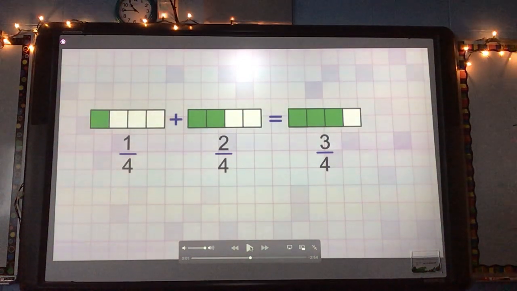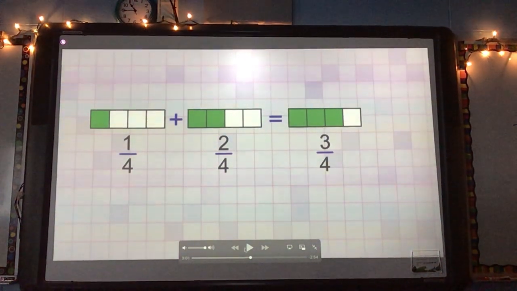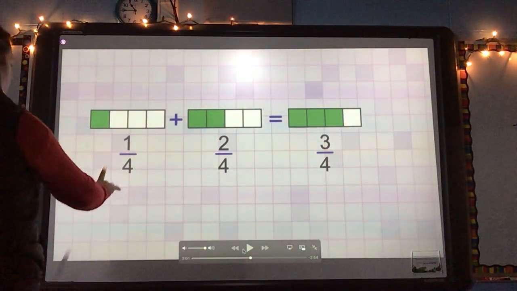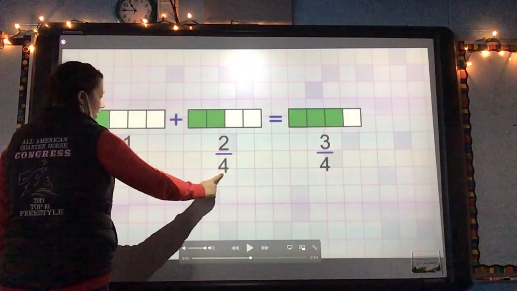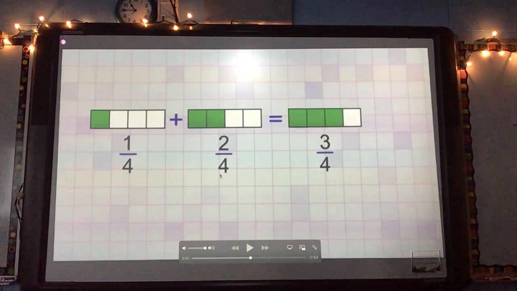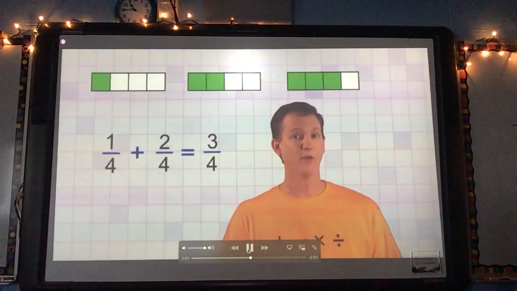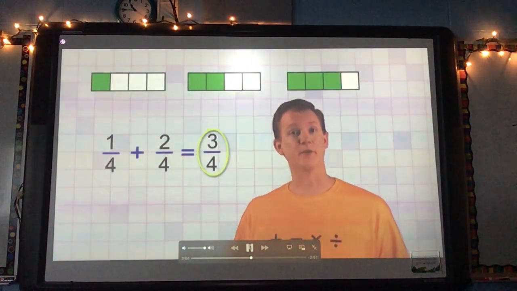So what did you notice about that denominator? Did the denominator change? The denominator stayed the same. It stayed the same because they were already both 4s, okay? This would not have worked if I had one of 4 and one of 5. They both have to be the same. What did he do with the numerators? He added them. 1 plus 2 to get 3. Good. So 1/4 plus 2/4 equals 3/4.